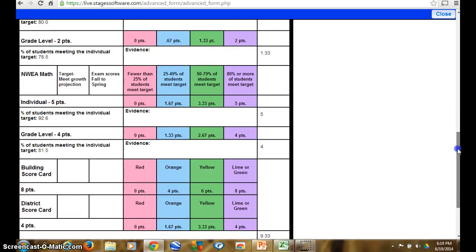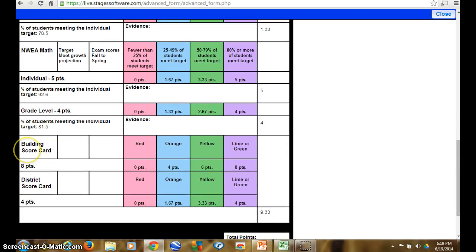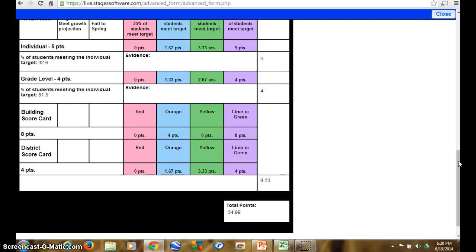Then we have two more areas that are relative to really our state assessment. The building scorecard, yellow was our color. We were hoping for lime or green, but actually most all of the districts and schools in the state of Michigan were yellow. So we got 6 points there, and the district scorecard is yellow also, so 3.33, so 9.33. These are relative to our state assessment on also additional components of the Education YES program in the state of Michigan. So we add all these up and we get 34.99.